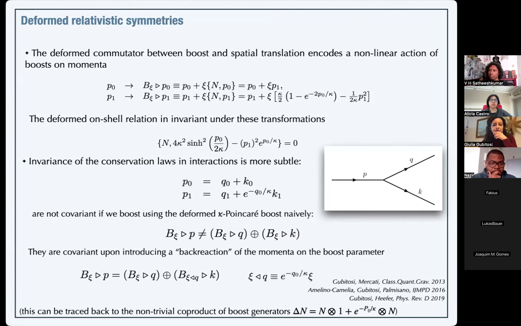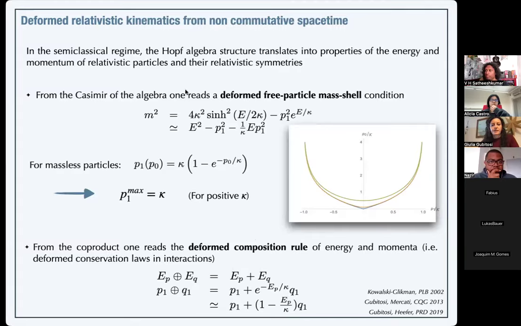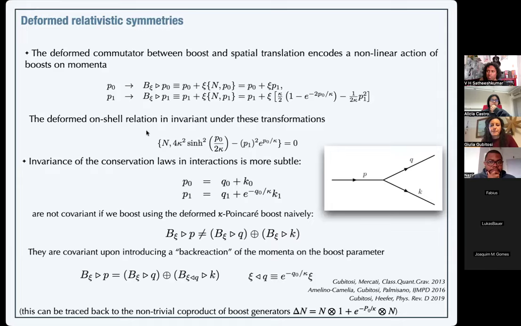Here is one slide that wants to show you in which sense I'm saying that this kinematical theory that I am developing is a relativistic theory. This is already starting to go in the direction of your question that I postponed. The question is: is our kinematical model invariant under the deformed symmetries that we are considering? For example, the action of a boost on energy and momentum is deformed in this way.